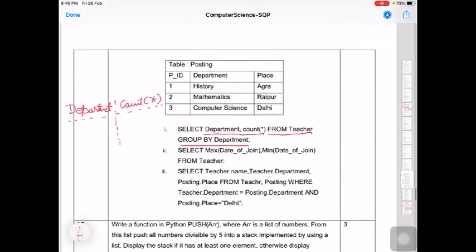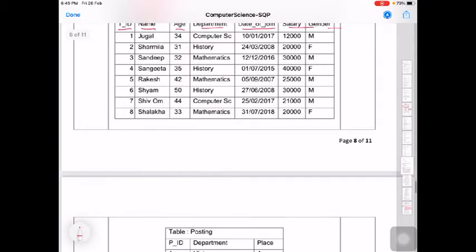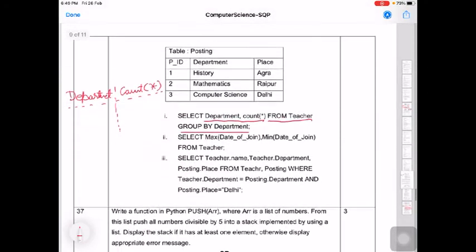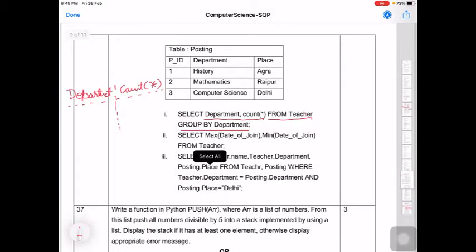So this is computer SC, history and mathematics. Okay, so you can write as it is. In the beginning you should write computer SC, then history, and third is mathematics.